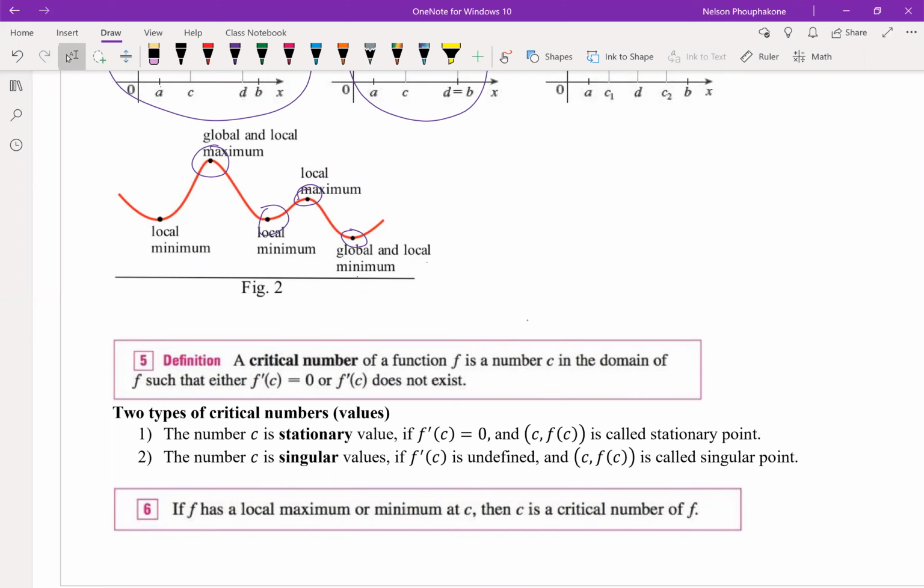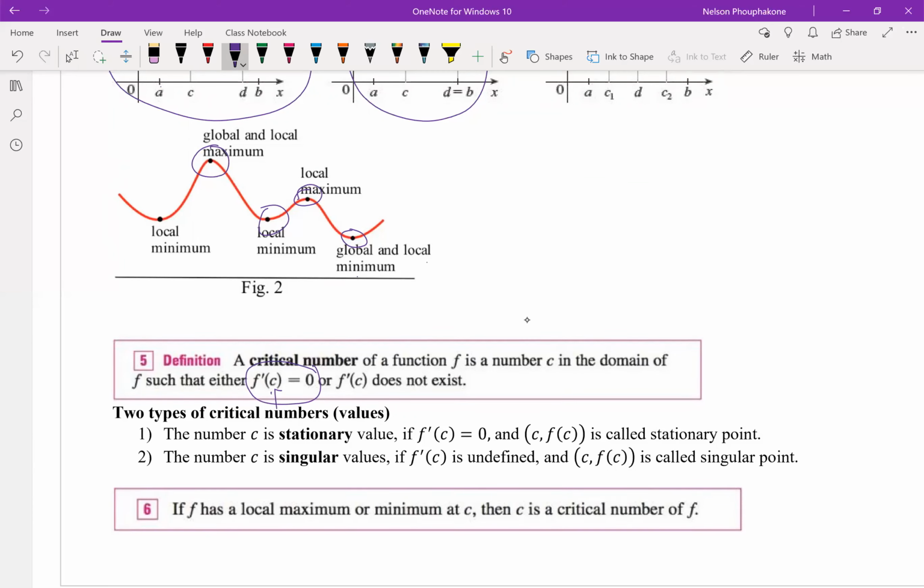A critical number of a function f is a number c in the domain of f, such that either f prime of c equal to 0 or f prime of c does not exist. Now, we have two types of critical numbers, or critical values. The number c is a stationary value if f prime of c equal to 0. That means if I know that f prime of c equal to 0, then this c is what we call the stationary value. It's also a critical number. And (c, f of c) is called the stationary point.